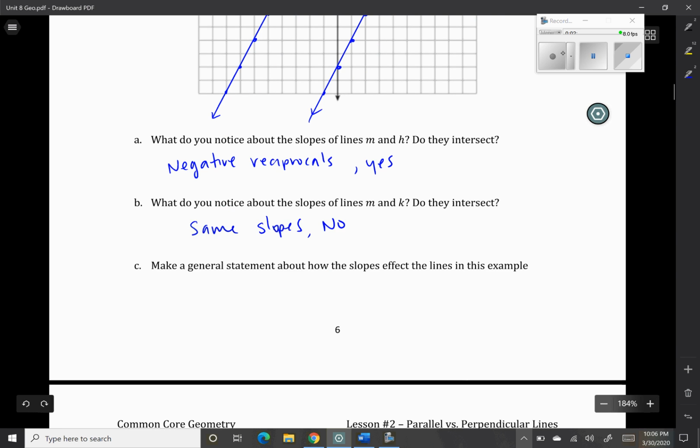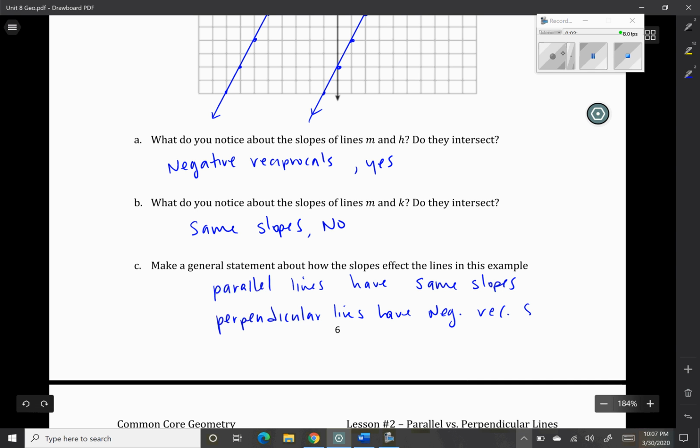So it says, make a general statement about how the slopes affect the lines in this graph. All right, so we could say parallel lines have the same slope. Perpendicular lines have negative reciprocal slopes. I'm abbreviating because all of this is going to be explained further on the next page.